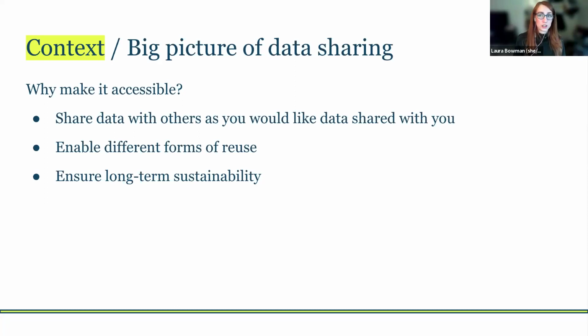So make sure that when you are sharing data, you're doing it in a way that you would want it to be shared with you. The second point is to enable different forms of reuse. This one I think is really important and something that people don't think about initially.